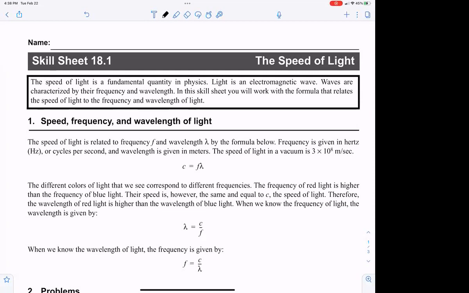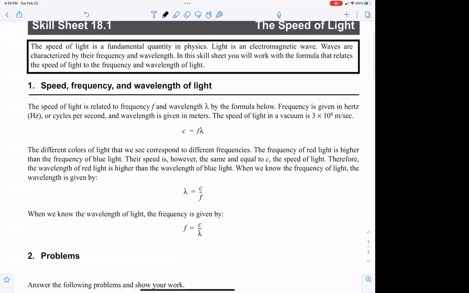Light is an electromagnetic wave. Waves are characterized by their frequency and wavelength. In this skill sheet, we will work with the formula that relates the speed of light to the frequency and wavelength of light. Part 1.